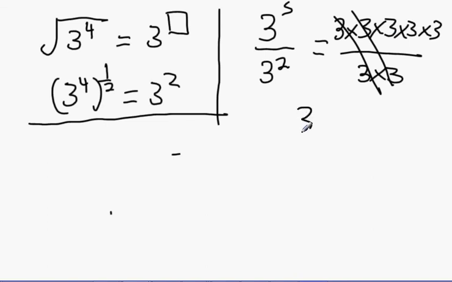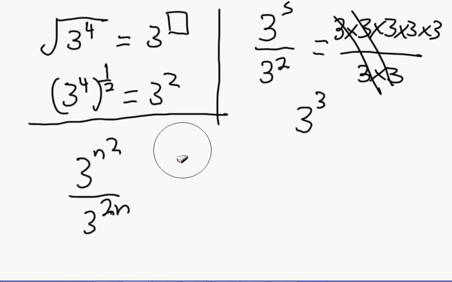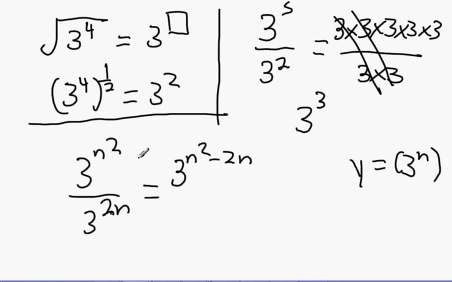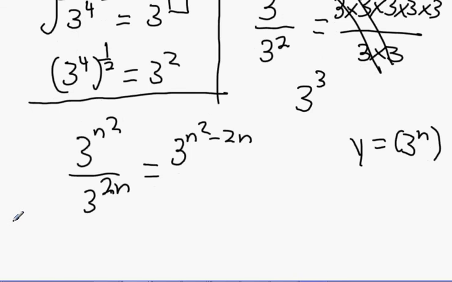Now, they can mix it up with letters. They could do something like this: 3 to the power of n squared divided by 3 to the power of 2n. What would you say here? 3 to the power of n squared minus 2n. Same as 5 minus 2. It's now n squared minus 2n. Now, if I said let y equal 3 to the power of n, how would we turn all of this into y's? Is it possible? Yeah, you can get 3 to the power of n squared on both of them.